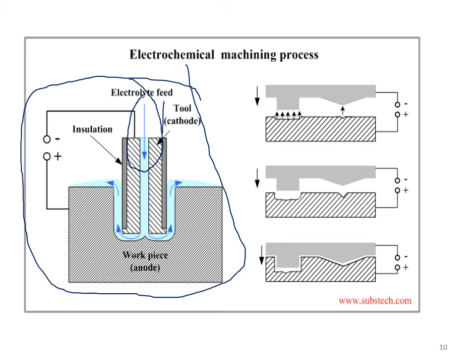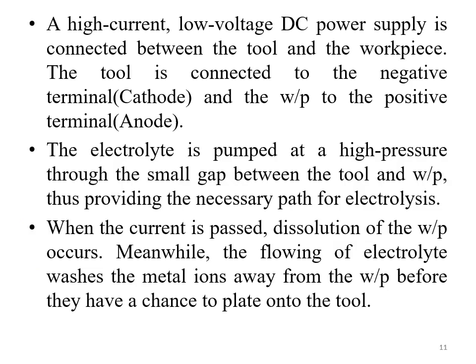That is, multiple cross sections are being achieved simultaneously. That is the major advantage of this electrochemical machining process, or even in general the major advantage of the whole non-traditional machining process, which is not easily possible on conventional machining processes. So let us go with the points about the working principle.